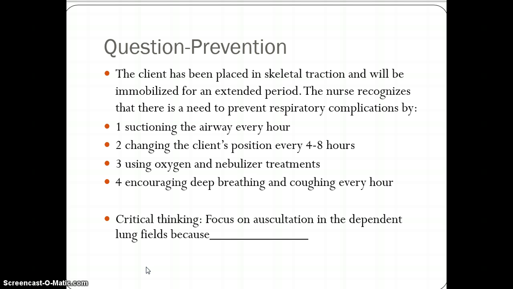As we think about the critical thinking, focus on auscultation in the dependent lung fields because that's where the pulmonary secretions tend to collect in those lower regions.